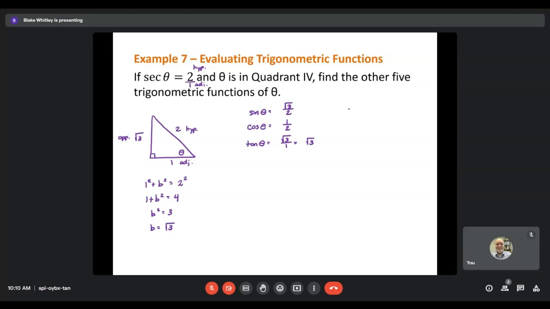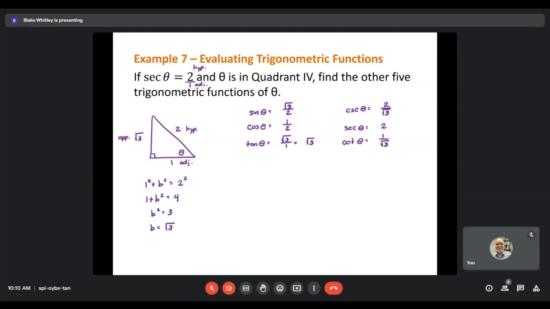And then we'll do our reciprocals. Cosecant should just be the reciprocal of sine. So that's 2 over square root of 3. Secant, we already knew, is 2. And cotangent is going to be 1 over square root of 3. So again, just use your triangle, find those trig ratios just based off the triangle first.